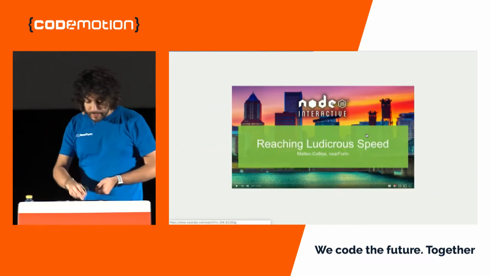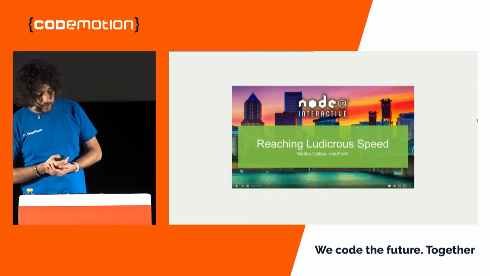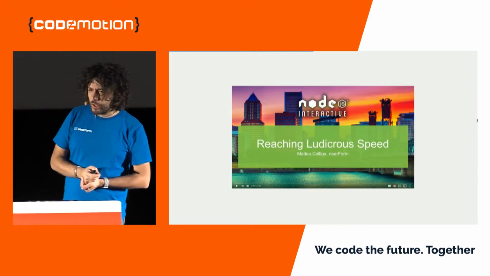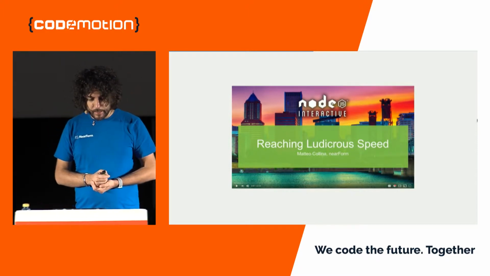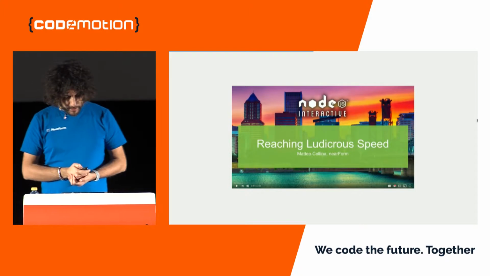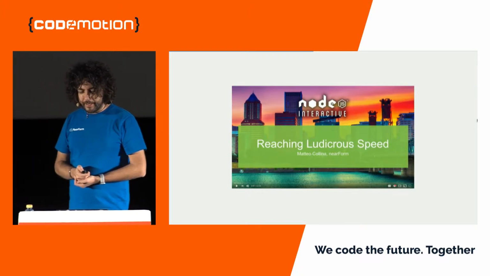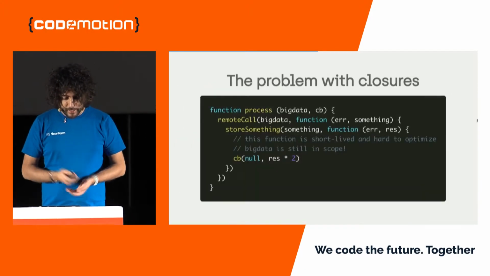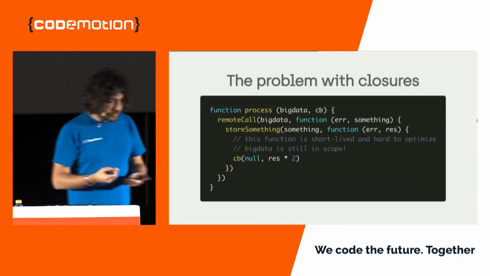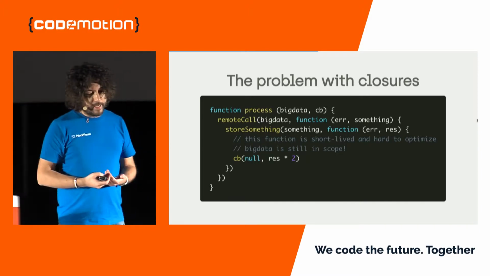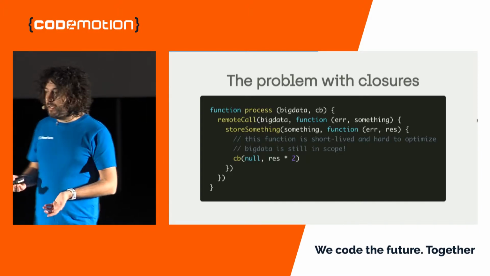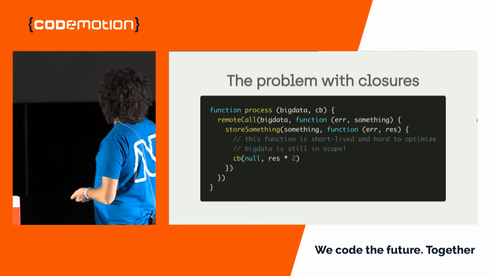All of this is based on some of the concepts from an old talk of mine back in 2015. I did this talk in Portland called Reaching Ludicrous Speed. This is kind of one of the follow-ups for that idea. In that talk, I was talking about closures, because going fast most of the time is related to this problem.